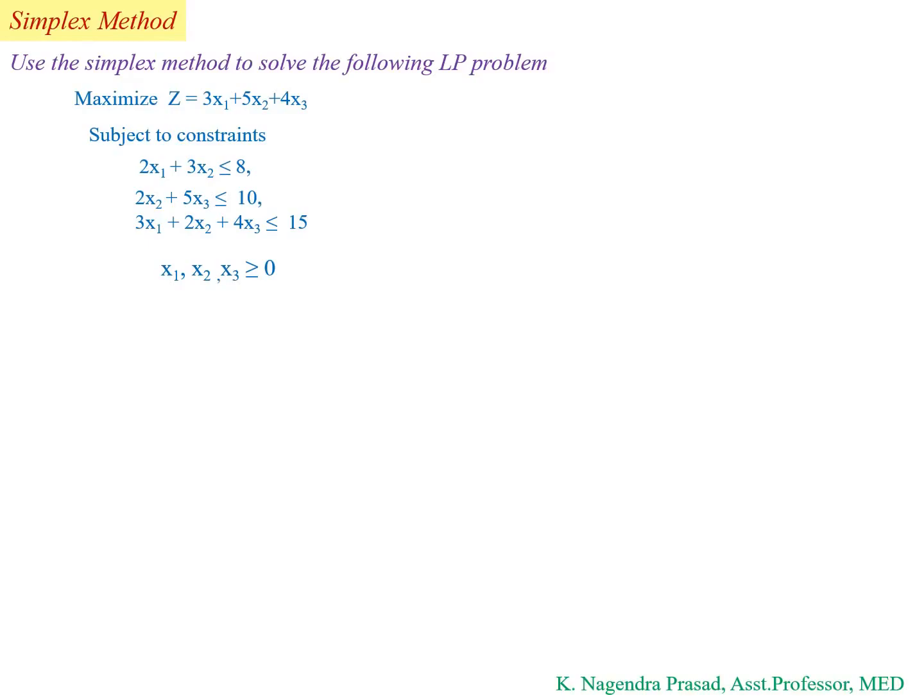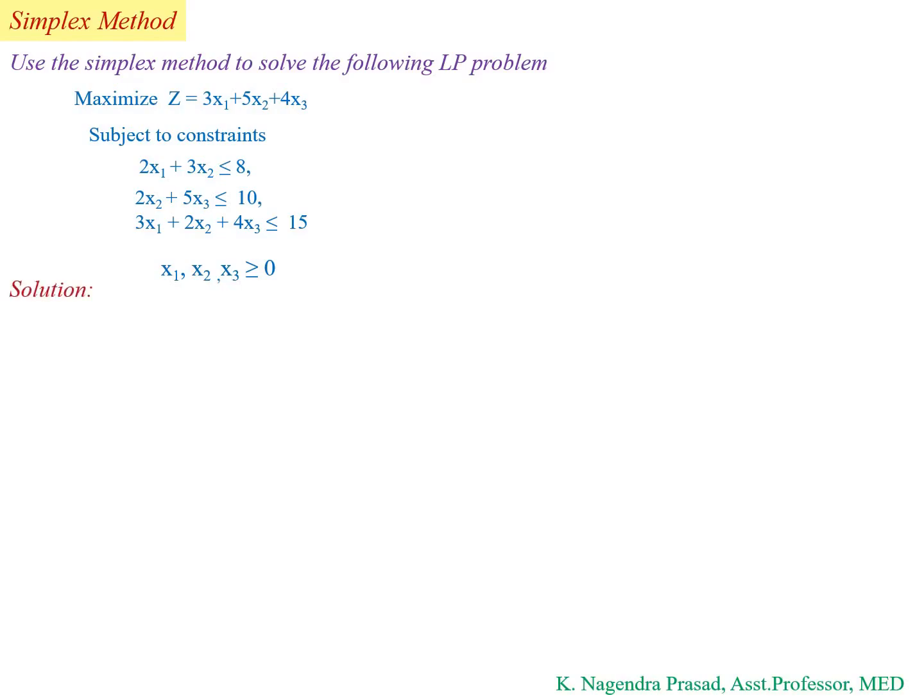Maximize z equal to 3x1 plus 5x2 plus 4x3 subject to constraints 2x1 plus 3x2 less than or equal to 8, 2x2 plus 5x3 less than or equal to 10, 3x1 plus 2x2 plus 4x3 less than or equal to 15, x1, x2, x3 all are greater than or equal to 0.